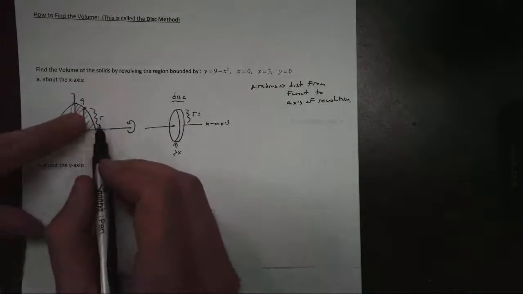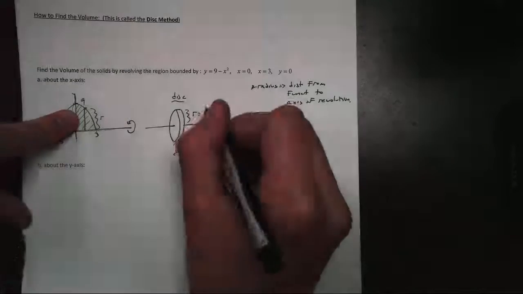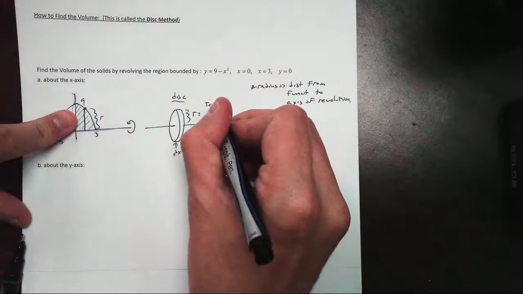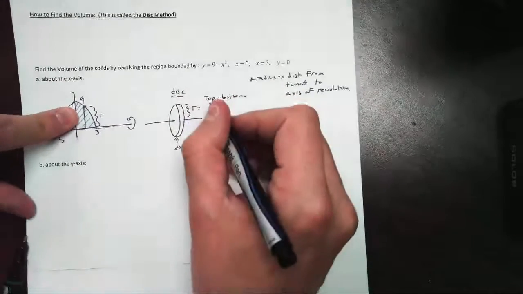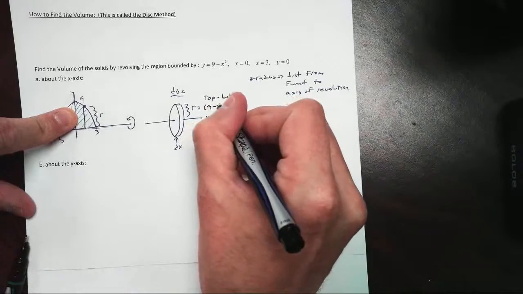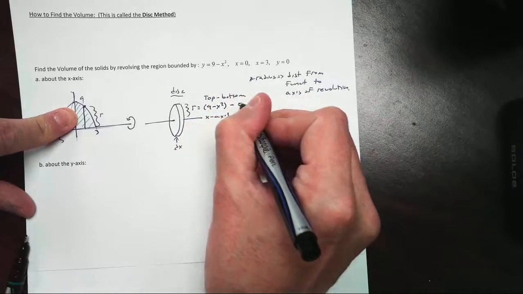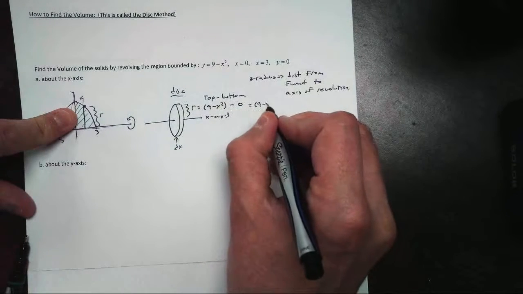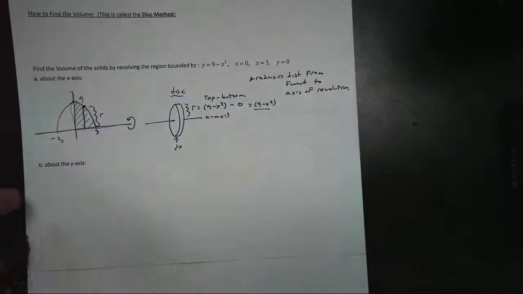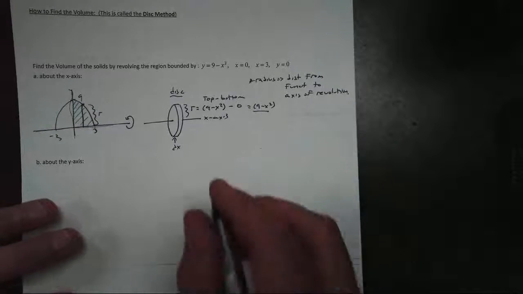So in this case right here, because my line is vertical, my rectangle is vertical, it's going to be top minus bottom. The top is my parabola, 9 minus x squared, minus the bottom, which is 0. So therefore, it's just going to be 9 minus x squared. And there's our radius. I want to find the volume.